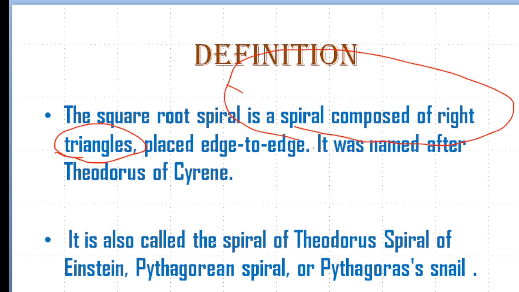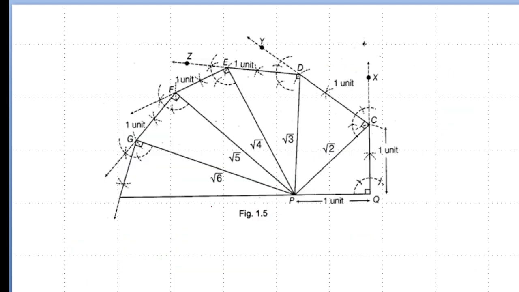This is also called the Pythagorean spiral because the Pythagoras theorem is used, and it is also called the spiral of Theodorus of Cyrene, the mathematician, the Theodorus spiral, and Pythagoras' snail. So many names there are. How does it look? It looks something like this. You can see here clearly.